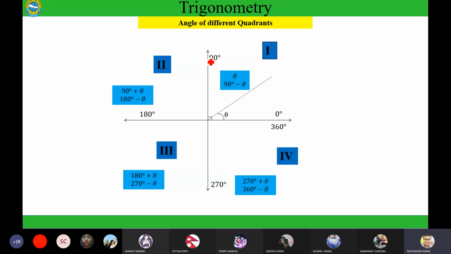You can remember it in this way: 90 degrees plus theta. If you add a small value of angle to 90 degrees, it will go to the second quadrant. Similarly, if you subtract a small angle from 180 degrees, then the angle will lie in the second quadrant. That is, 180 minus theta is in the second quadrant. 90 plus theta, 180 minus theta. Similarly, it goes on for the other quadrants too.